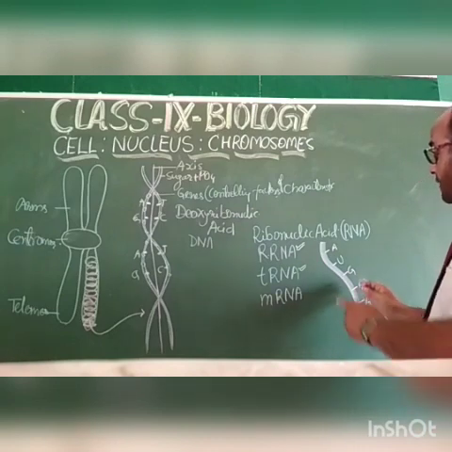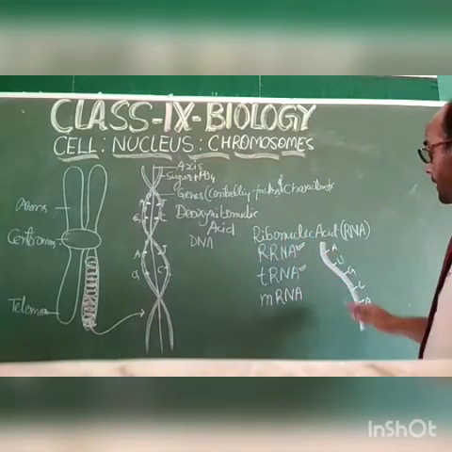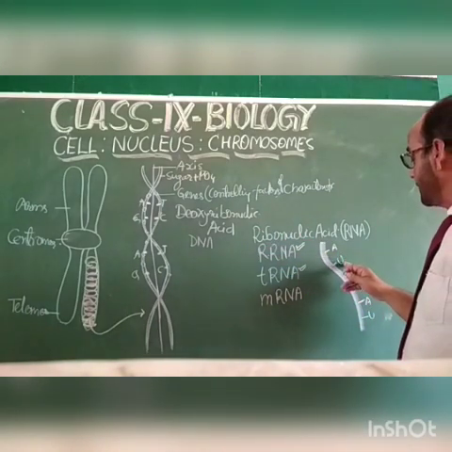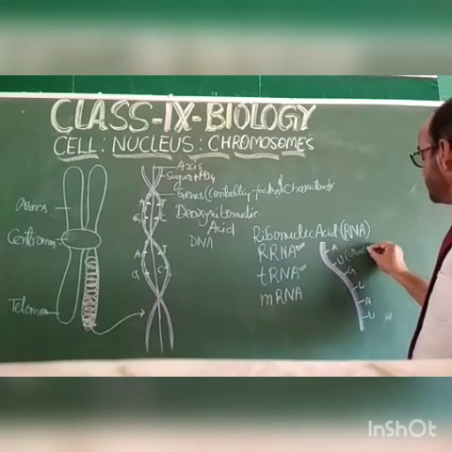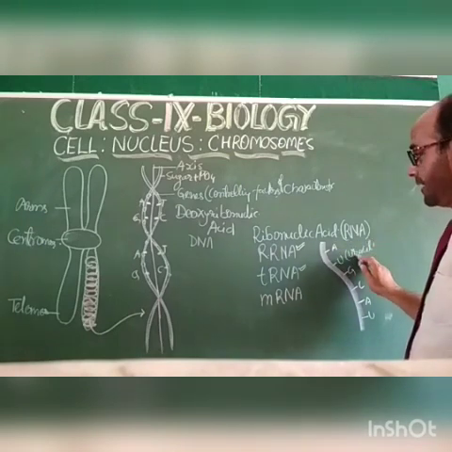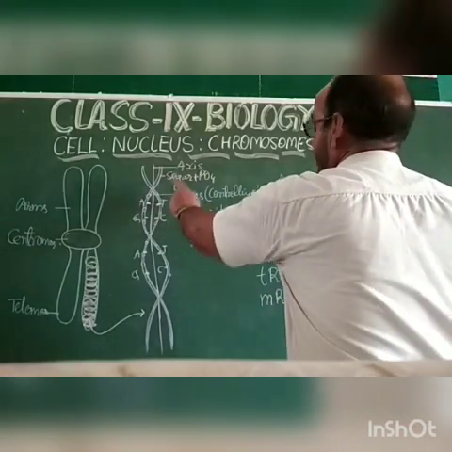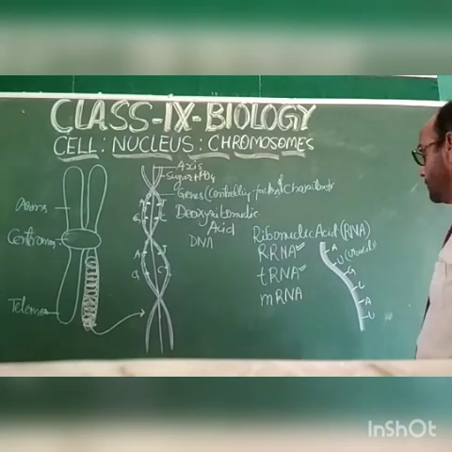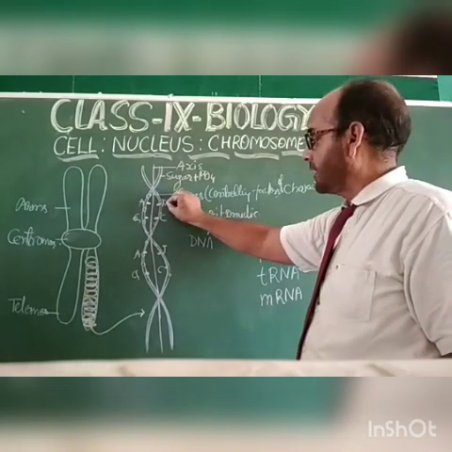It provides a copy of the genes to the newly formed synthesized DNA, and you are looking here that uracil is found in the RNA, while thymine is found in the DNA. So this is the difference between DNA and RNA.